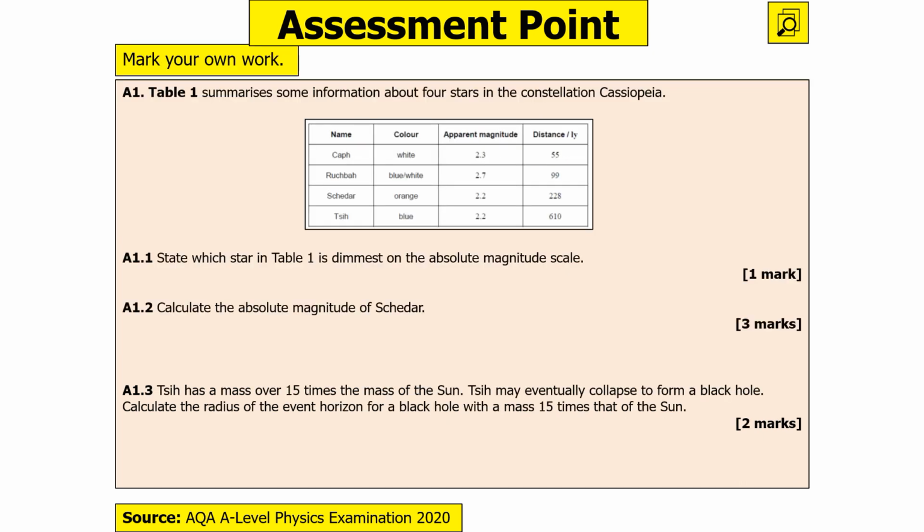Right, the dimmest one is going to be the one with the highest absolute magnitude, and you can work that through because they've all got approximately the same apparent magnitude, the same brightness, from the Earth. However, they've all got different distances. So Kapf, because it's the closest to us, but they all appear the same brightness from the Earth, must be the dimmest, and Ch must be the brightest because it's the furthest distance away.